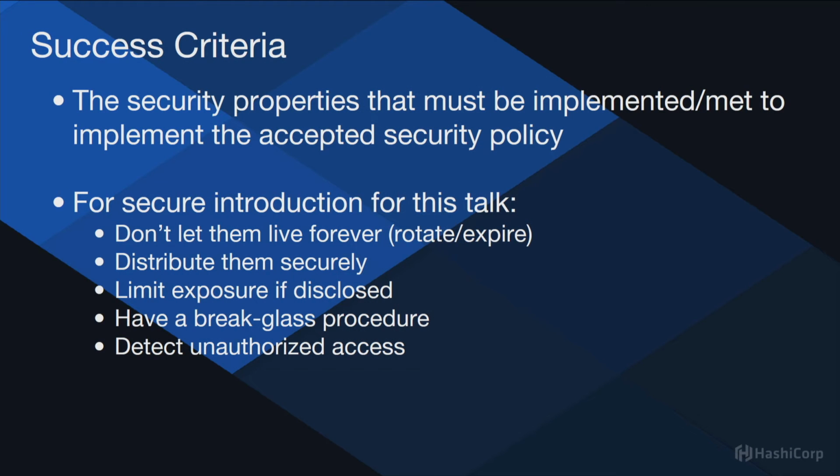So for this talk, we're going to talk about certain success criteria. The security properties that must be implemented for this talk are: don't let secrets live forever, so rotate or expire them, and we're going to go into some depth here. Distribute them securely, limit exposure if disclosed, have a break glass procedure, and detect unauthorized access. And we're going to go into what these mean.